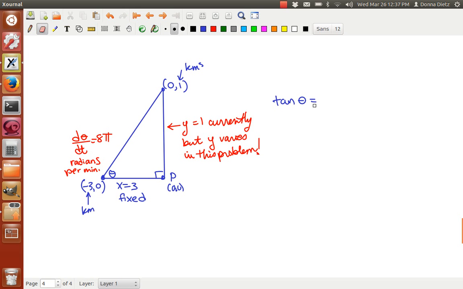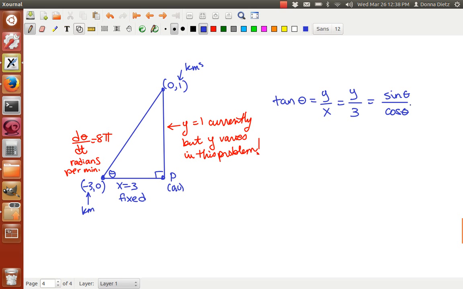Tangent of theta is what? It is y over x, and y is unknown and x is 3. So this is our setup. This is also equivalent to saying sine of theta over cosine of theta. So all these are information that we might use in the problem. We have 6 trig relations, but this is the one that's useful for this problem. Cotangent would also work, but it's not something that's typically used. You typically go for tangent.